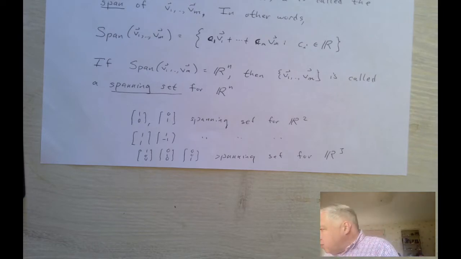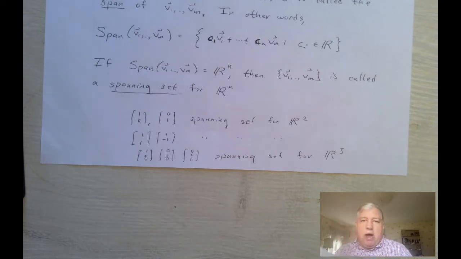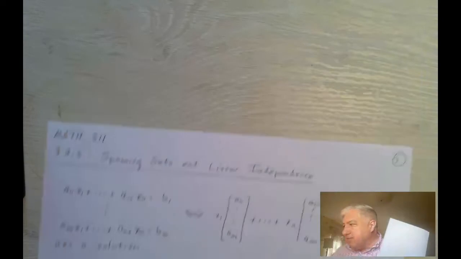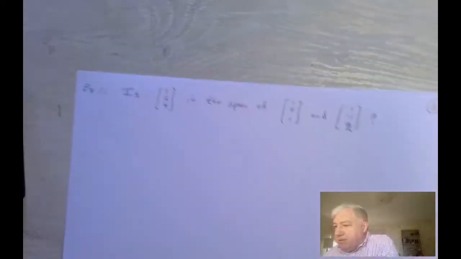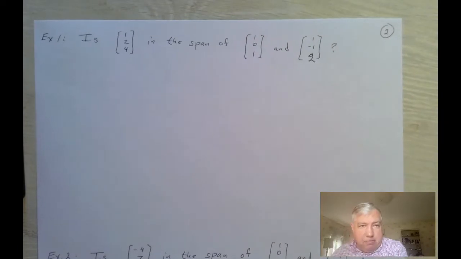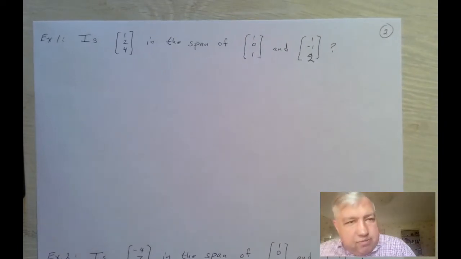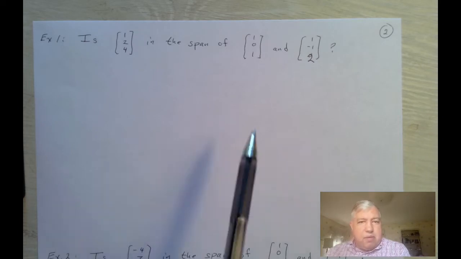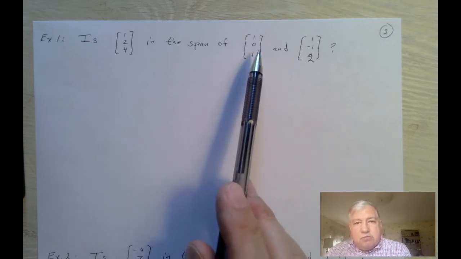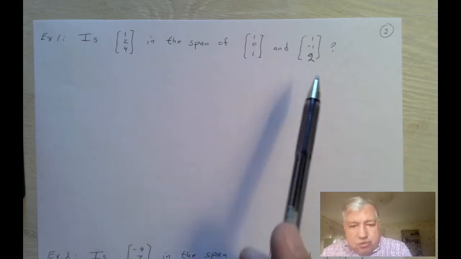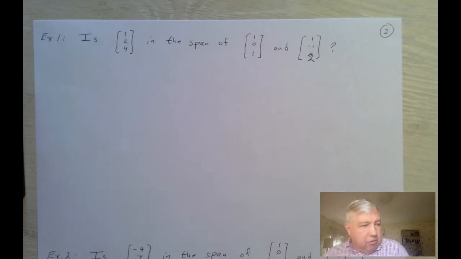So the question is how. We'd like to be able to know, given a vector, which vectors are in the spans of certain sets. That brings us to the next example. Suppose we wanted to find out if (1, 2, 4) is in the span of these vectors (1, 0, 1) and (1, -1, 2). Obviously, we're working in R3.